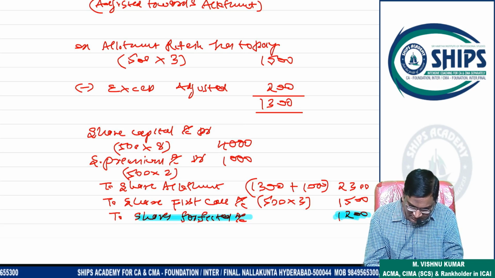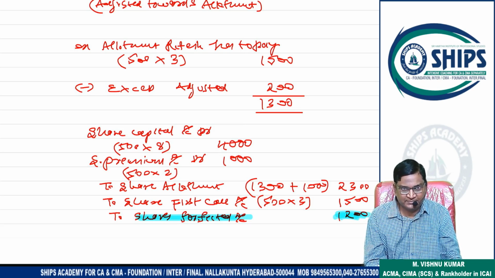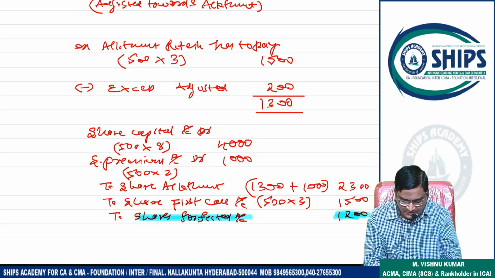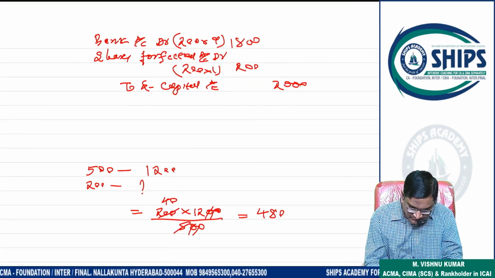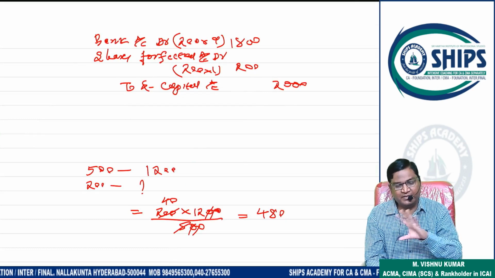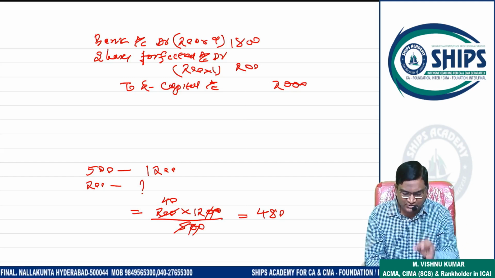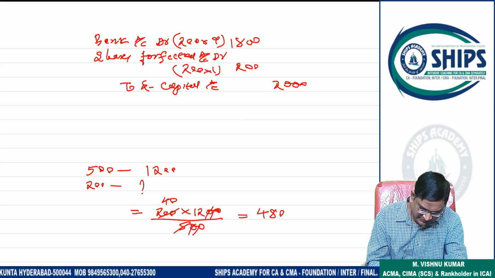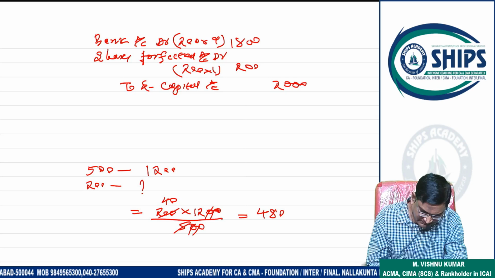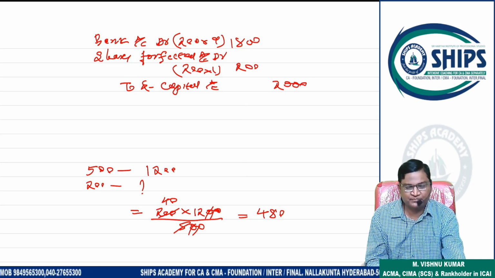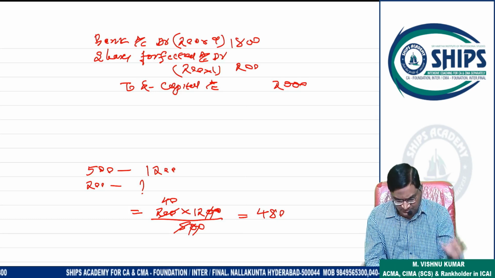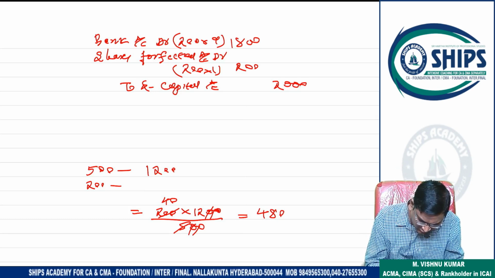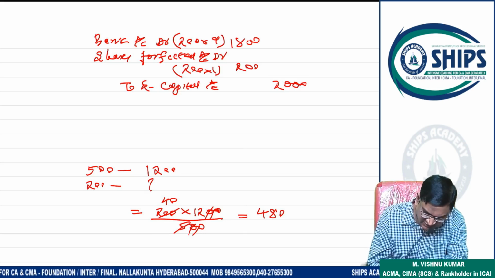This 1200 is for how many shares? 500 shares, right? So for every share how much? Clear? That we have to calculate, 1200 divided by 500. And we have to calculate for 200 shares how much is the forfeiture amount. 500 shares forfeiture amount is 1200, so 200 shares forfeiture amount is 480.